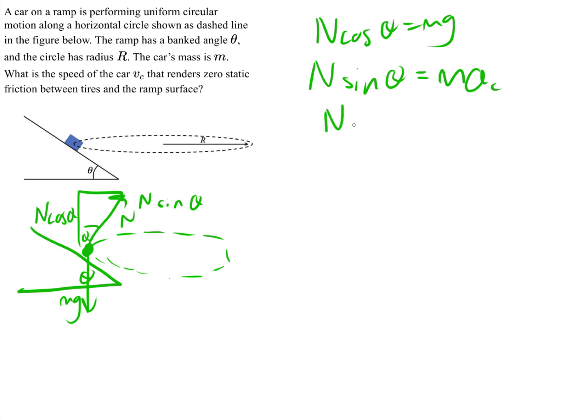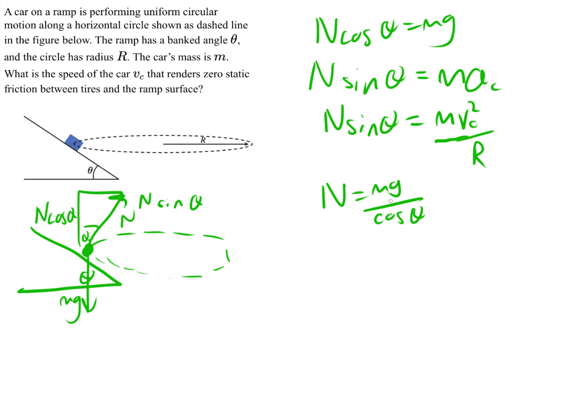So this is simply equal to the centripetal force, which is the mass times the acceleration in the centripetal direction. So we can simplify this, saying that the horizontal component of the normal force is simply the mass times v squared over r, where vc is the velocity of the car. Now we can solve for the normal force using the first equation here. So the normal force is equal to the mass times the gravity divided by the cosine of theta. Now we can plug this back into the second equation.